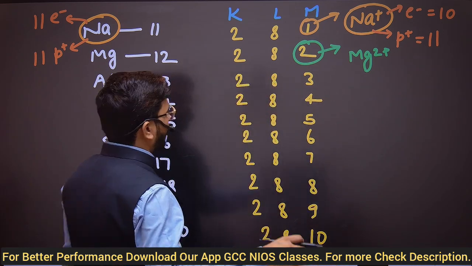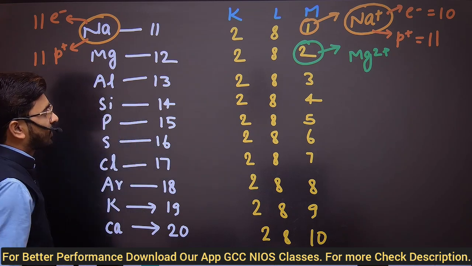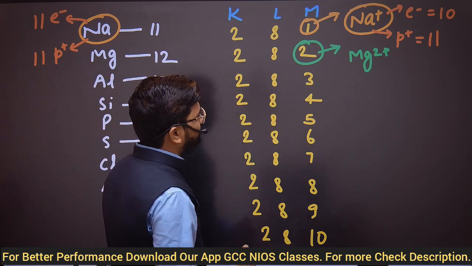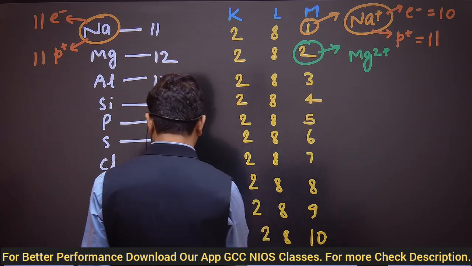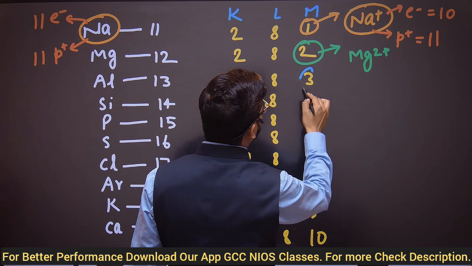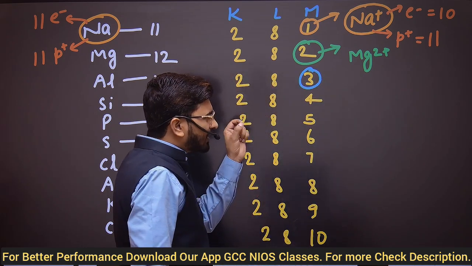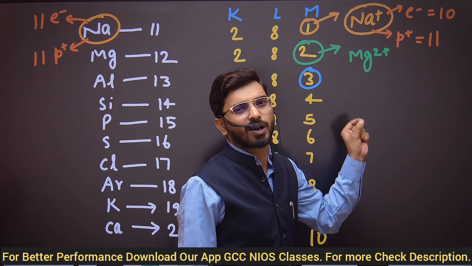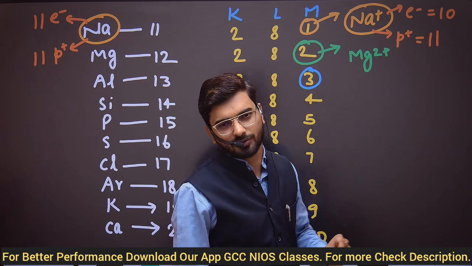For example, in the next part, aluminium has 3 electrons in the last cell. With 3 electrons in the last cell, it is also not possible to make 8 electrons, because it requires 5 electrons to form 8.